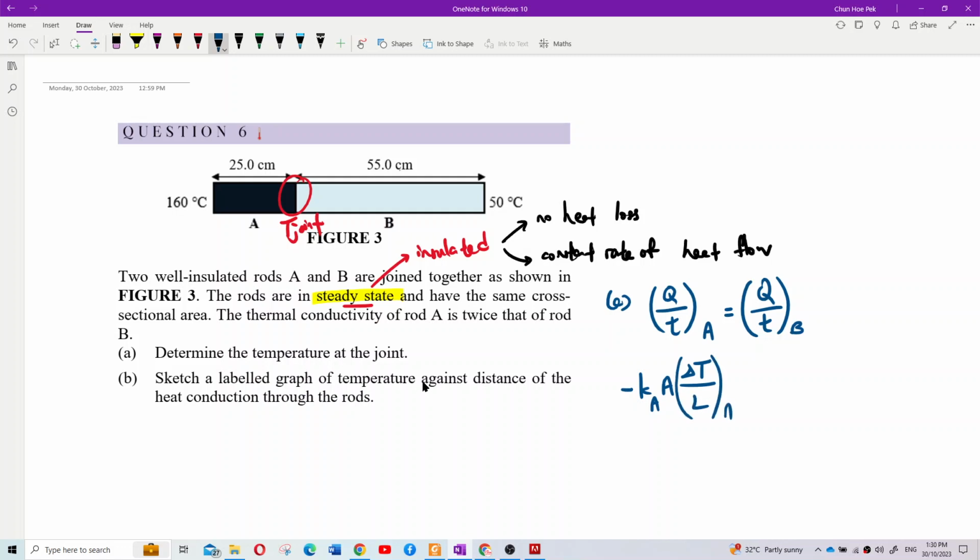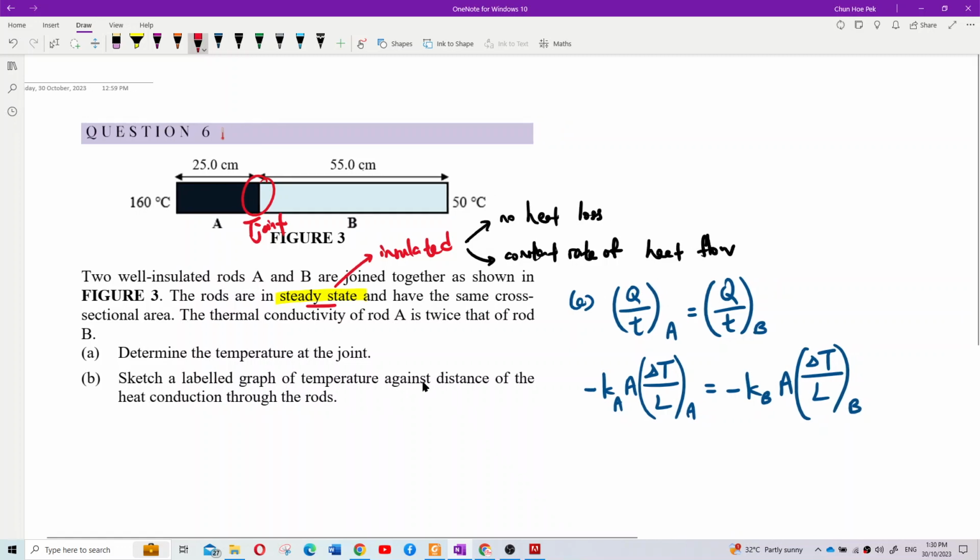This is for A also. And then negative K, this is for B, area, and then delta T over L for rod B. Okay, so I cancel the area because they have the same cross-sectional area, negative, negative, positive. K. He says Ka is twice the Kb, isn't it? Ka, the thermal conductivity of rod A, is 2 times the rod B.